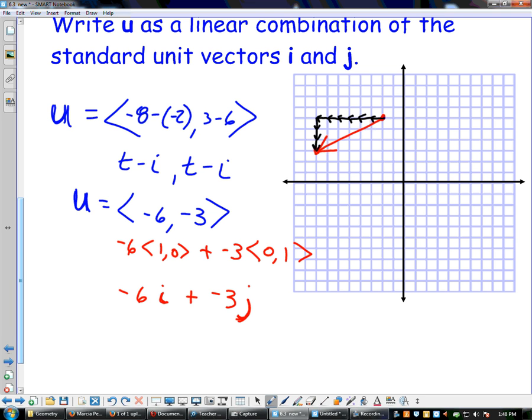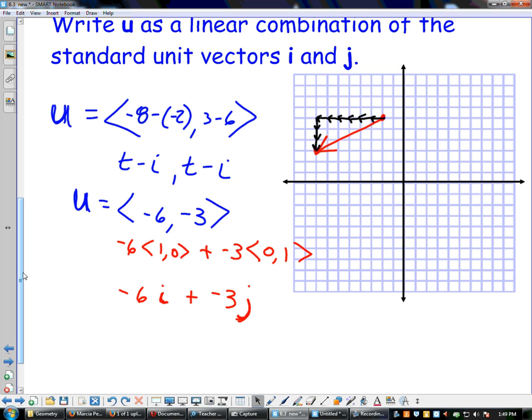Well, sort of, because you're showing how can I get from this initial point to this terminal point by combinations of my little standard unit vectors. Like how many times do I need to take my little vector that goes to the right? How many times do I need to take my little vector that goes up, right? Does that make sense? So you only need to, say this was the problem. Our answer would just be -6i plus -3j.